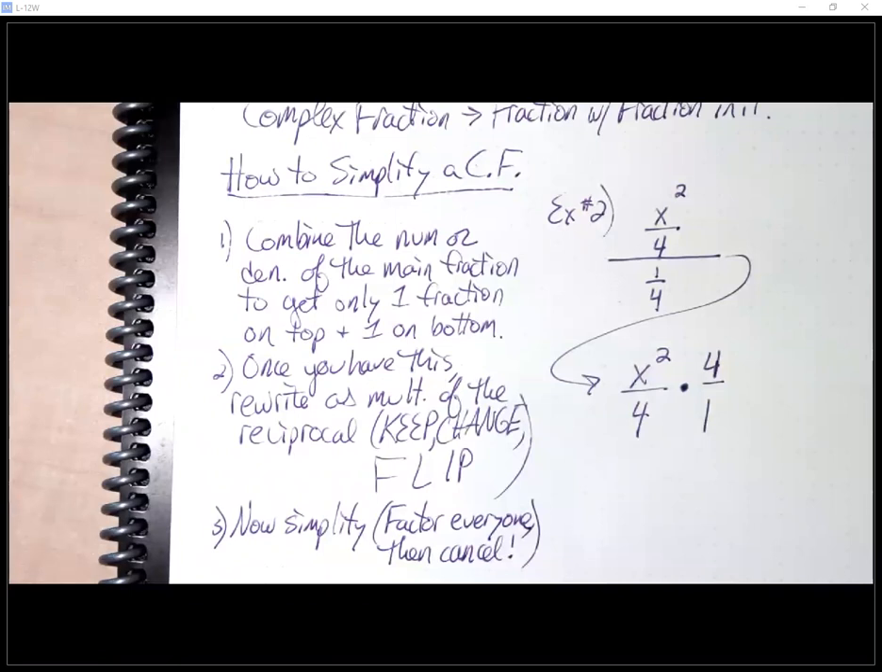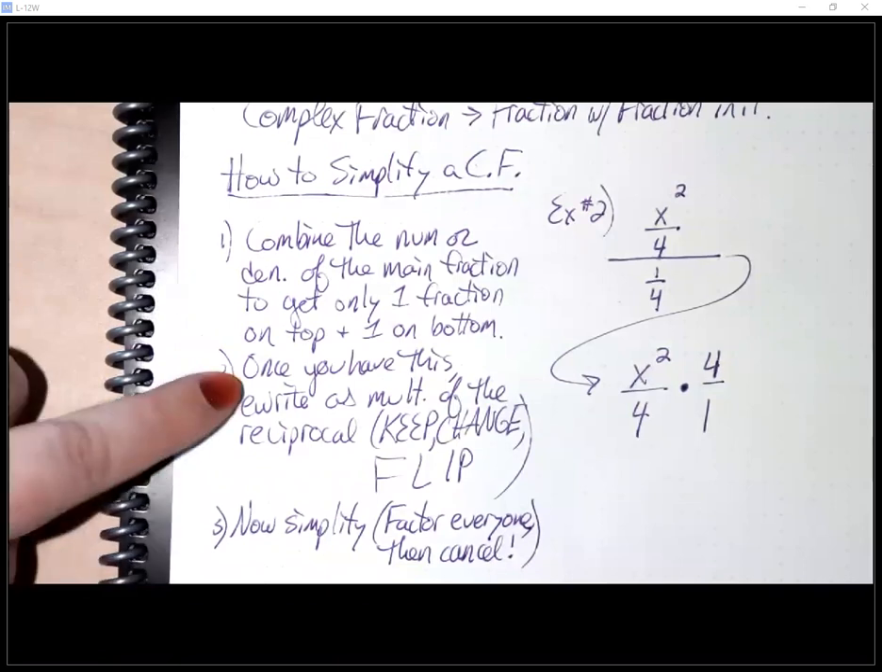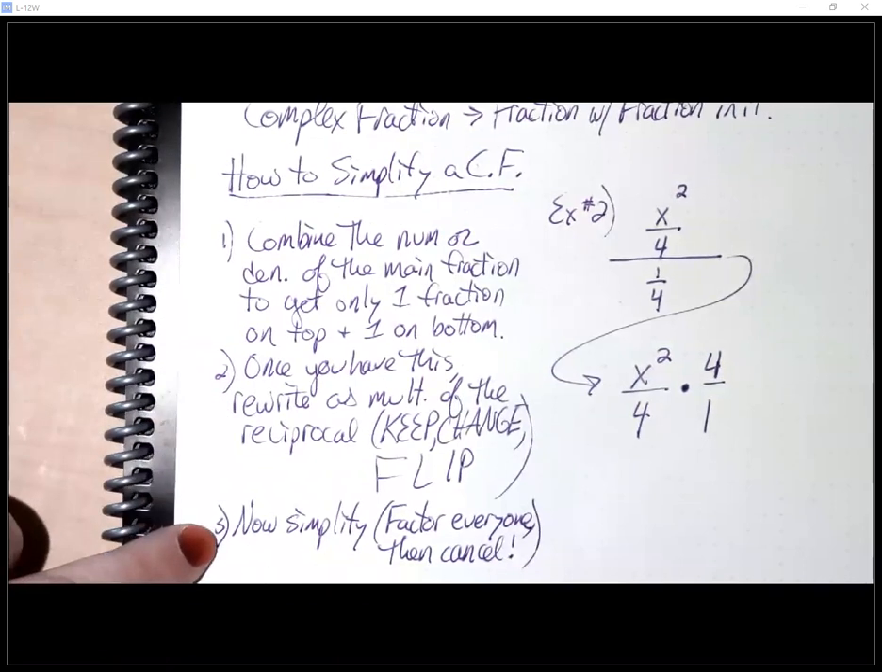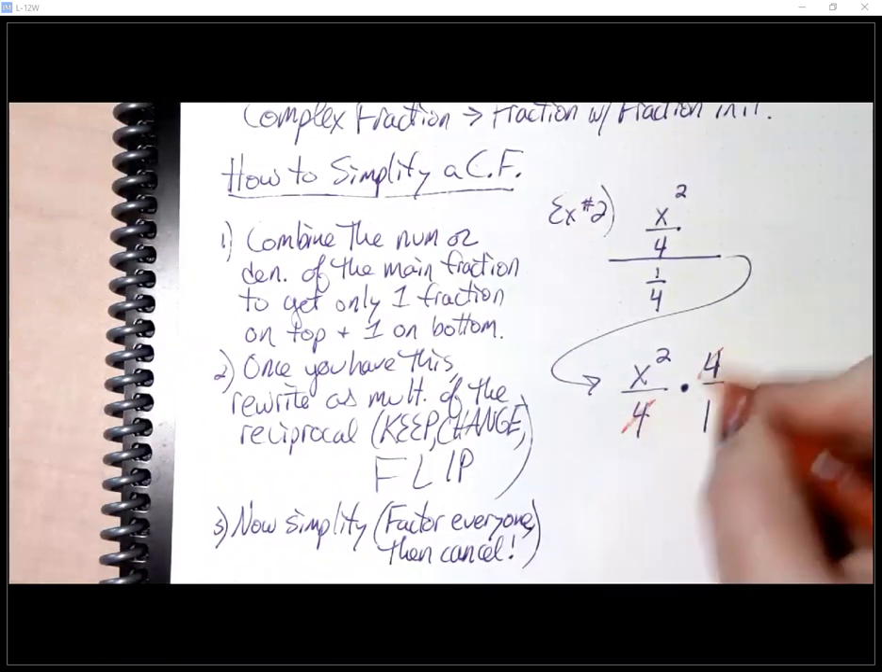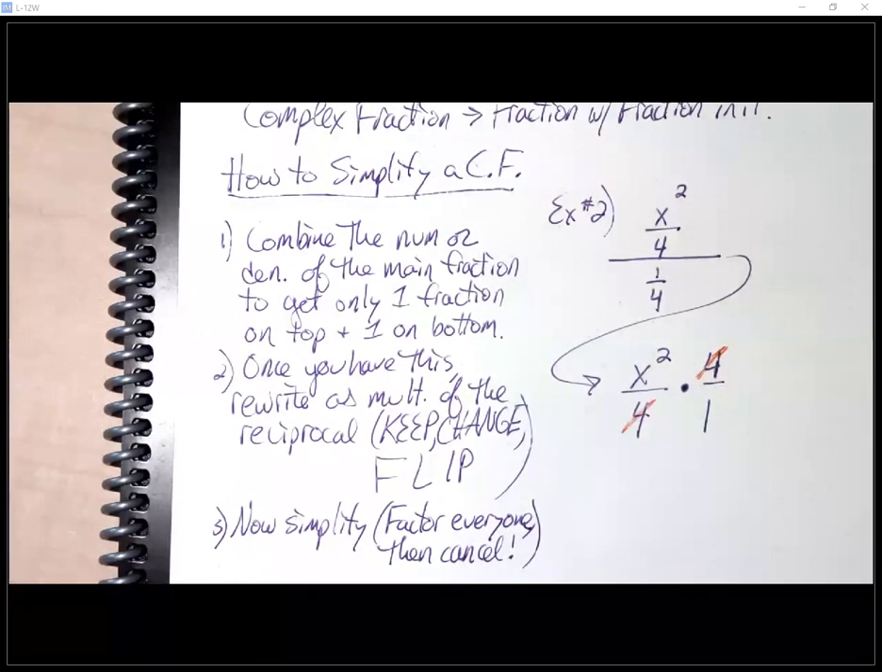Okay. So I did step 2, and step 3 says now simplify. Factor everyone, then cancel. Well, no one needs factoring, right? So who cancels? The 4s cancel. Anything on top would cancel with anything on the bottom. So my final answer in this one is literally just x squared.